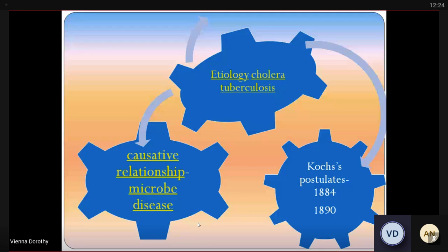Okay, now having this relation of disease with the microorganism, and also remember he had told about the etiology of cholera and tuberculosis. Keeping all these into consideration, he proposed certain postulates. Those postulates are called Koch's postulates. He started working on that in the year 1884, and the Koch's postulates were told in the year 1890. Now what are those Koch's postulates based on the germ theory of disease? We will be studying now.